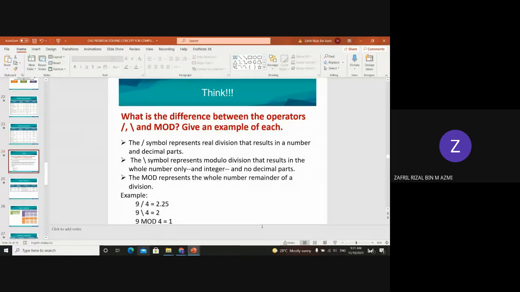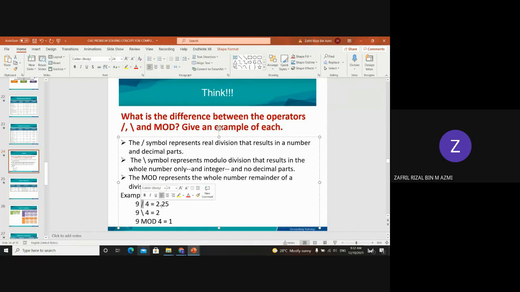Okay, again, this is an example I showed you before. The division operation has three different symbols. This is normal division. This is integer division, where you get only the integer value, without the decimal point. This is to get the remainder only. So 4 times 2 is 8, and 9 minus 8 is 1. So the remainder is 1.